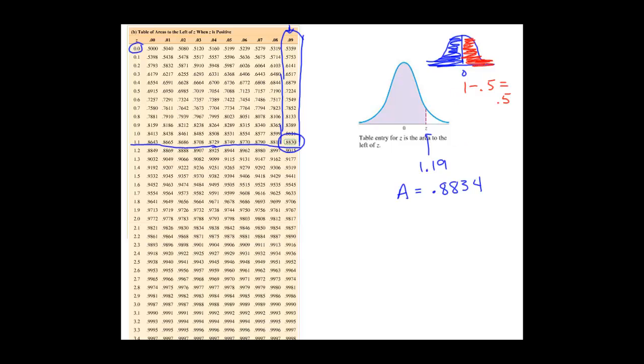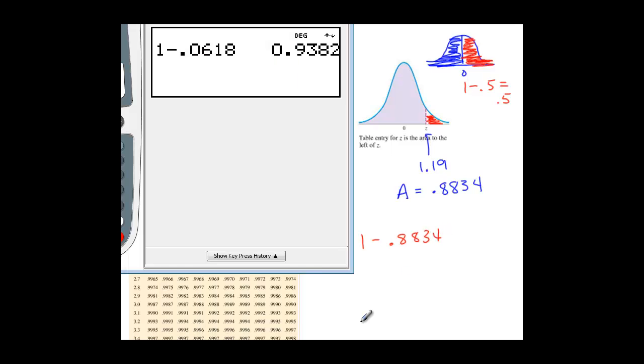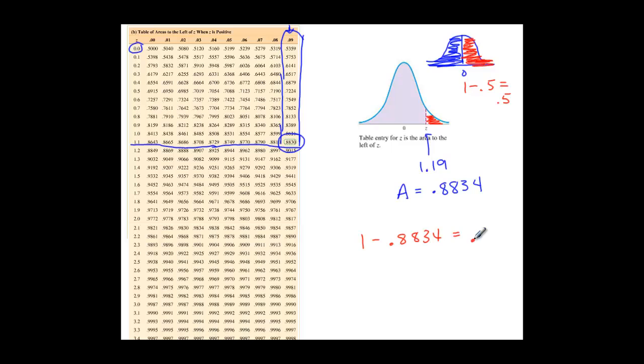Now if I wanted to find the area to the right of that same z-score, I would have 1 minus 0.8834, which would give me 0.1166. So that would be the area to the right.